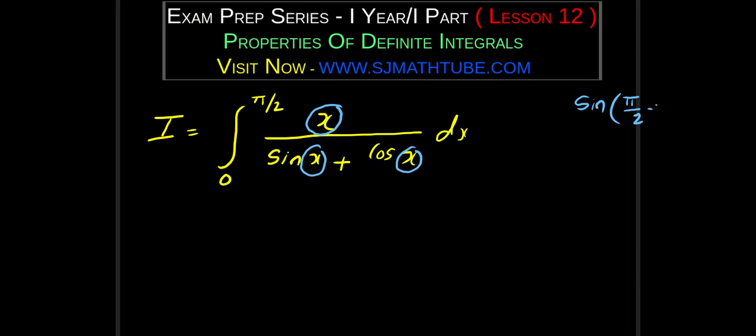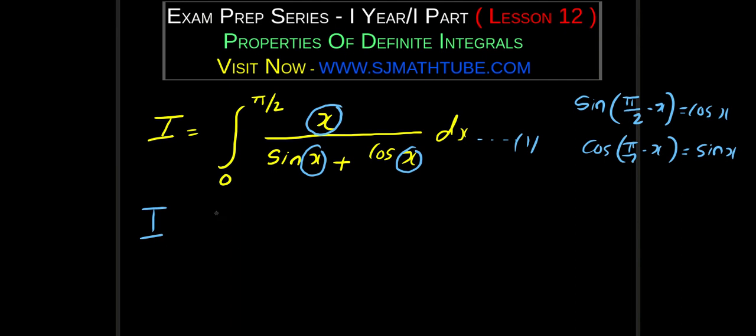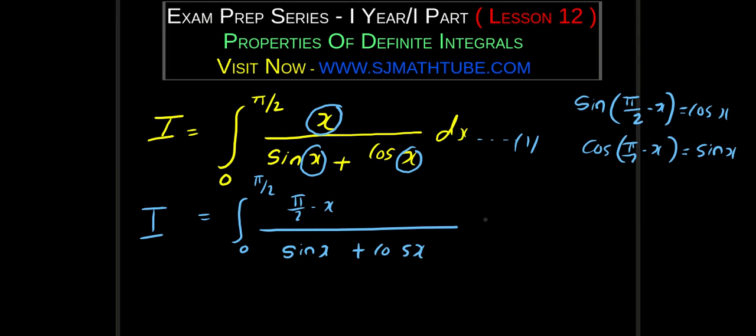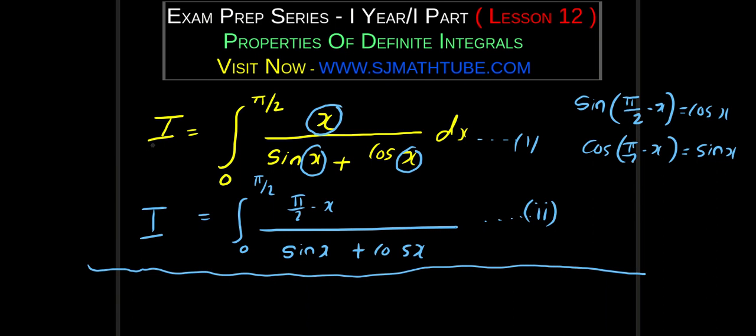So what is sine 90 minus x? Cos x. And what about cos 90 minus x? Of course, sin x. So we call this equation 1 and we replace, and the numerator becomes pi by 2 minus x and the denominator will become cos x plus sin x. Eventually it becomes sin x plus cos x. So I skipped a few steps, but don't do that for the exam. In exam it's better to do the presentation with all the steps.